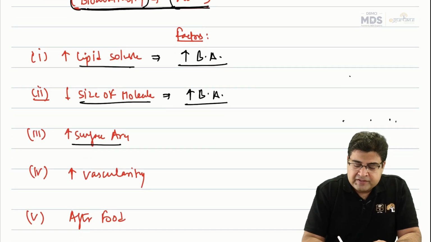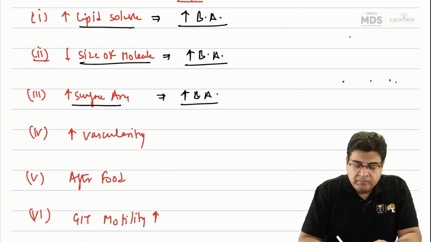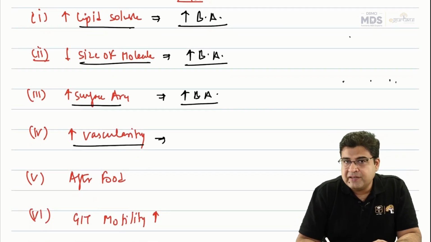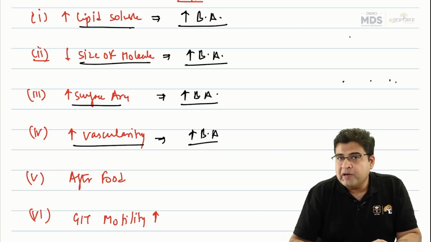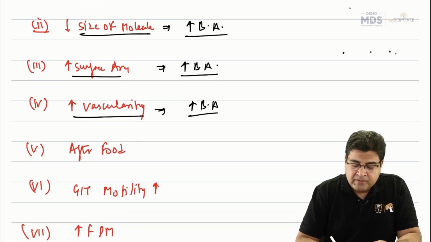The more the surface area of the absorbing surface, the more the bioavailability, because more molecules can be absorbed at a time. The more the vascularity of a surface area, the more the bioavailability, because more blood will take up more drug from the membrane. So the more the vascularity, the more the bioavailability.